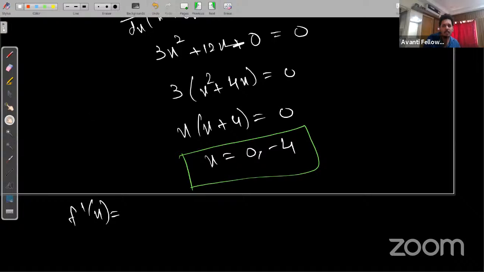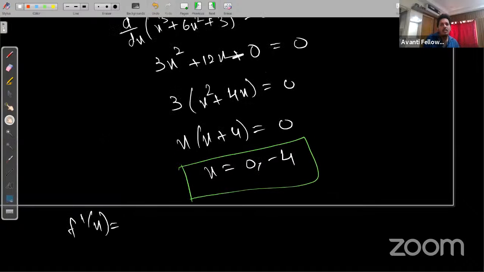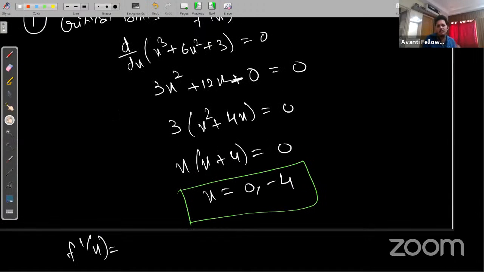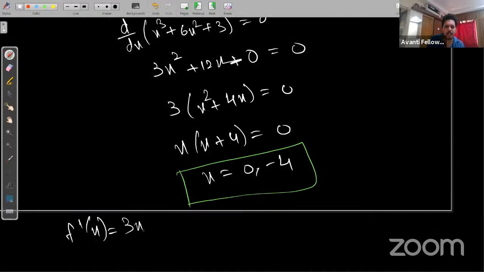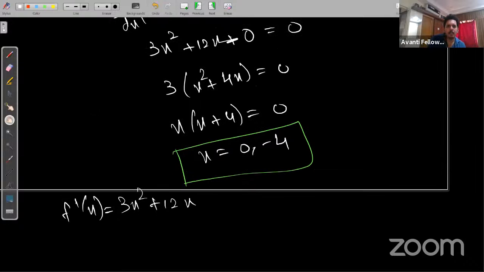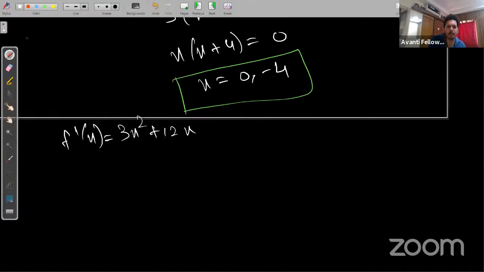What is the thing you have to do now? What is the second condition here? Double derivative. Very good, Ashit. Guys, double derivative you have to do it or not? What is the first derivative value? Just take the first derivative value first. It is 3x square plus 12x. Now you tell me, guys, listen to me very carefully. Now you tell me what is double derivative? f double dash of x.